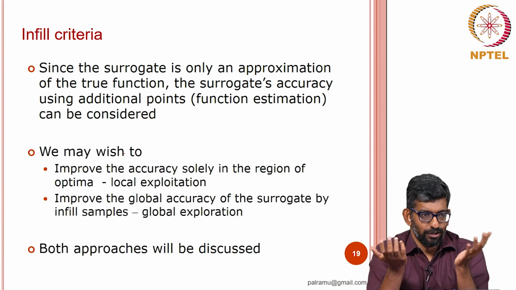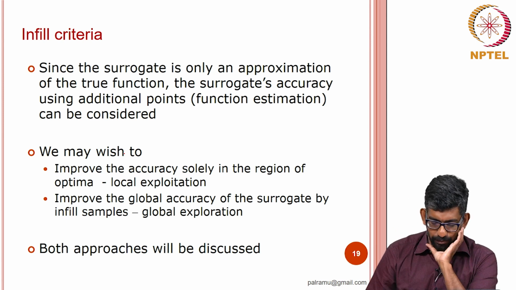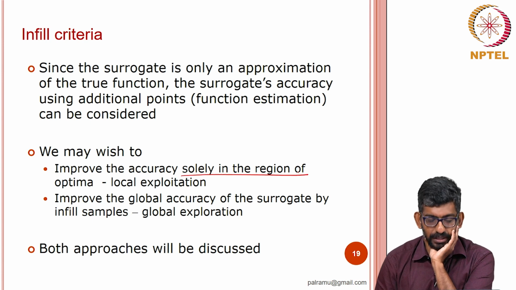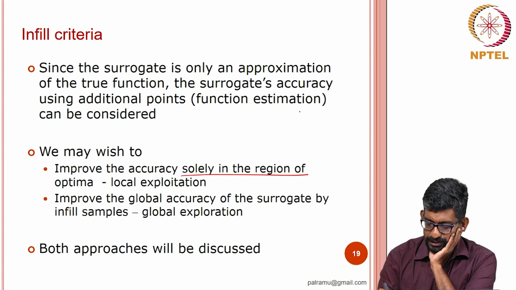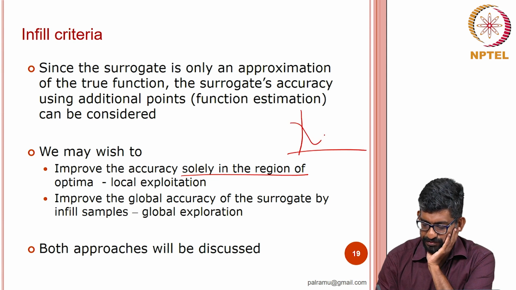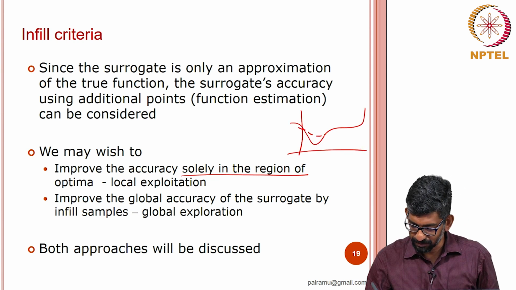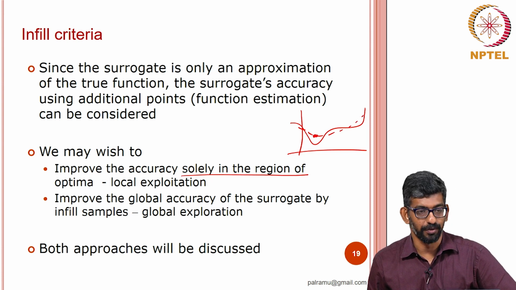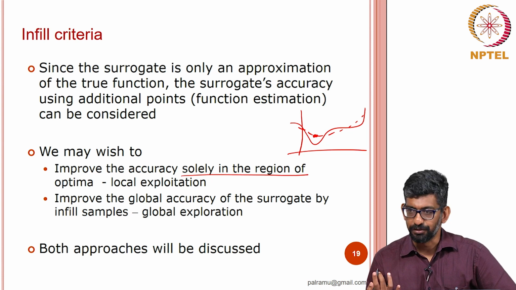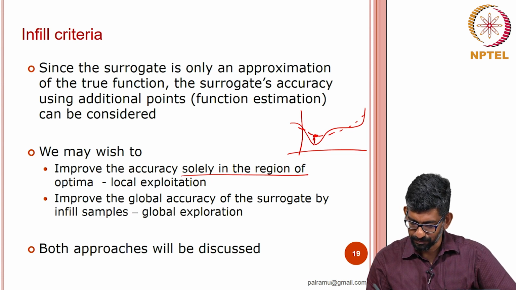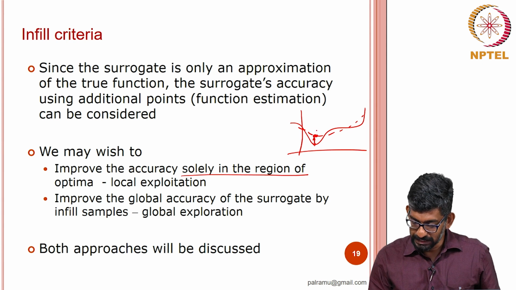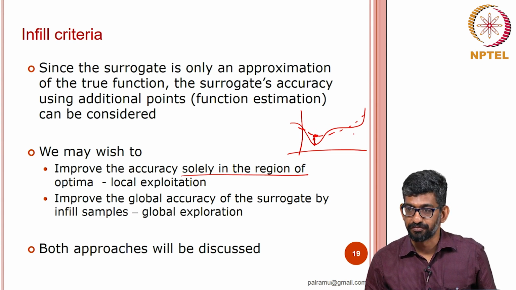What are the two things I already pointed out, right? One is you might want to improve the accuracy solely in the region of optima. So, let us say that you have a function like this. Let us say I have a representation here, and this was an optimal point. That is not the exact value, there is a difference, but based on this I wanted to make sure, is this the optimal point or are there other pockets of interest.